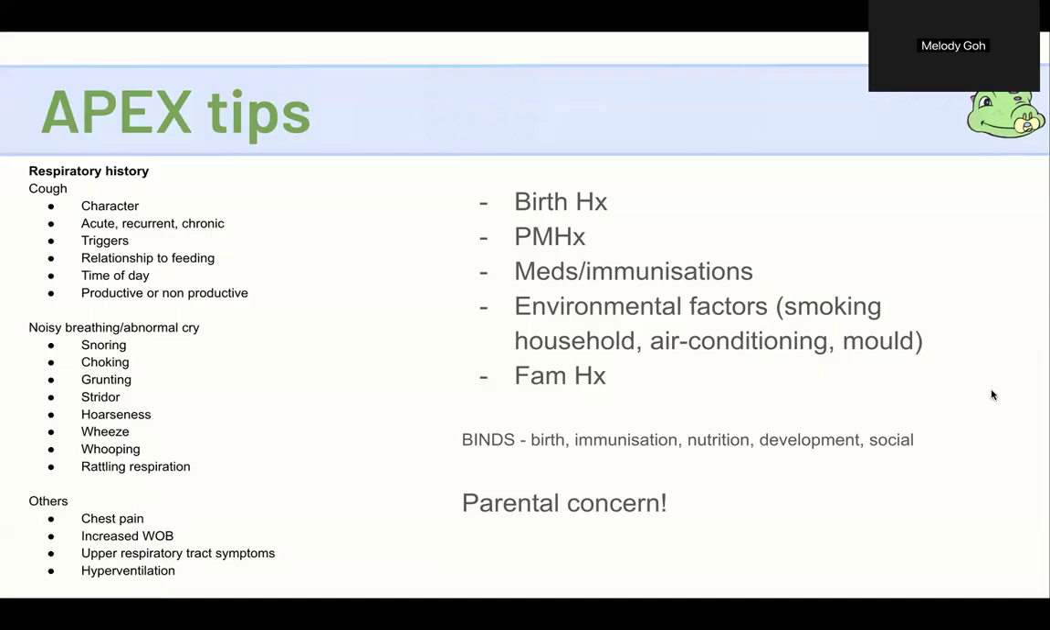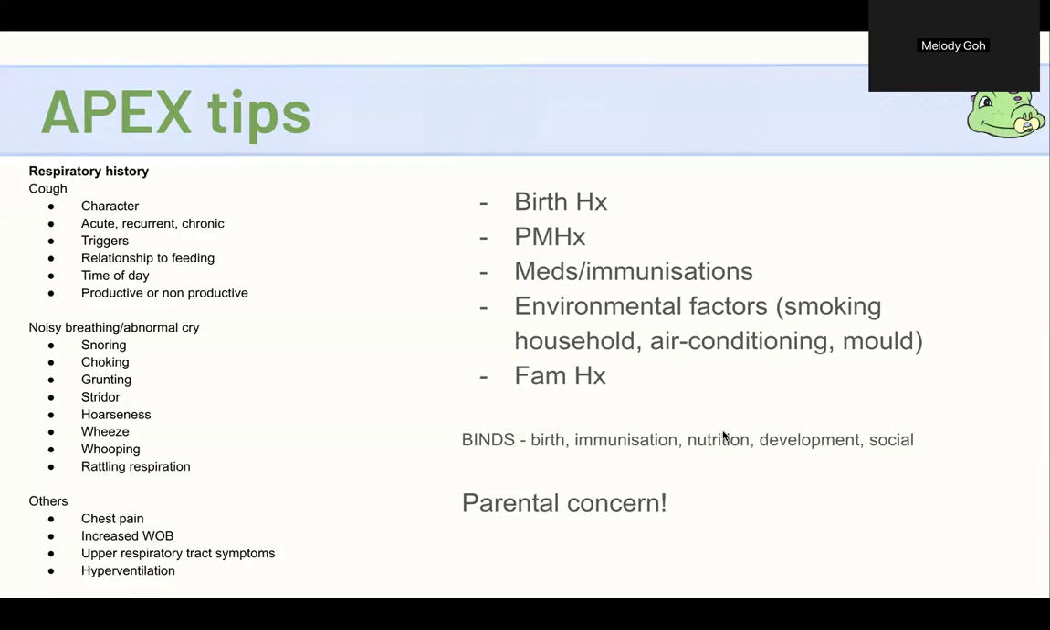And then in general, other things include birth history, past medical history, medications they're on, any immunizations, if they're up to date, and then environmental factors as well. So asking if they live in a smoking household, is there constant air conditioning, any mold in the house that might be contributing to their breathing difficulties, and then family history.